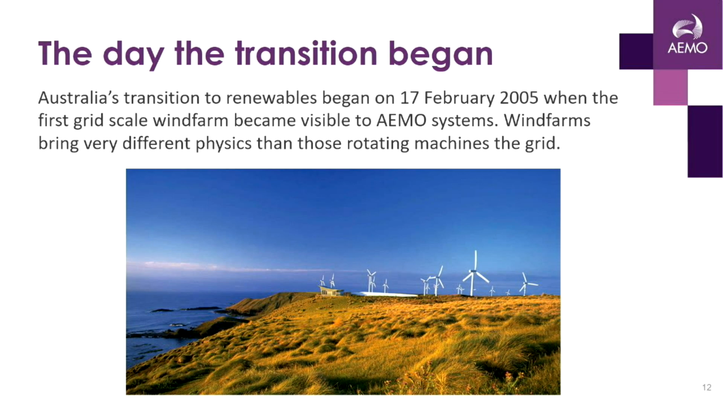The day the transition began. Australia's transition to renewables began on the 17th of February 2005, when our first grid-scale wind farm became visible to AEMO's control systems. Wind farms have very different physical characteristics than those rotating masses I spoke about earlier.